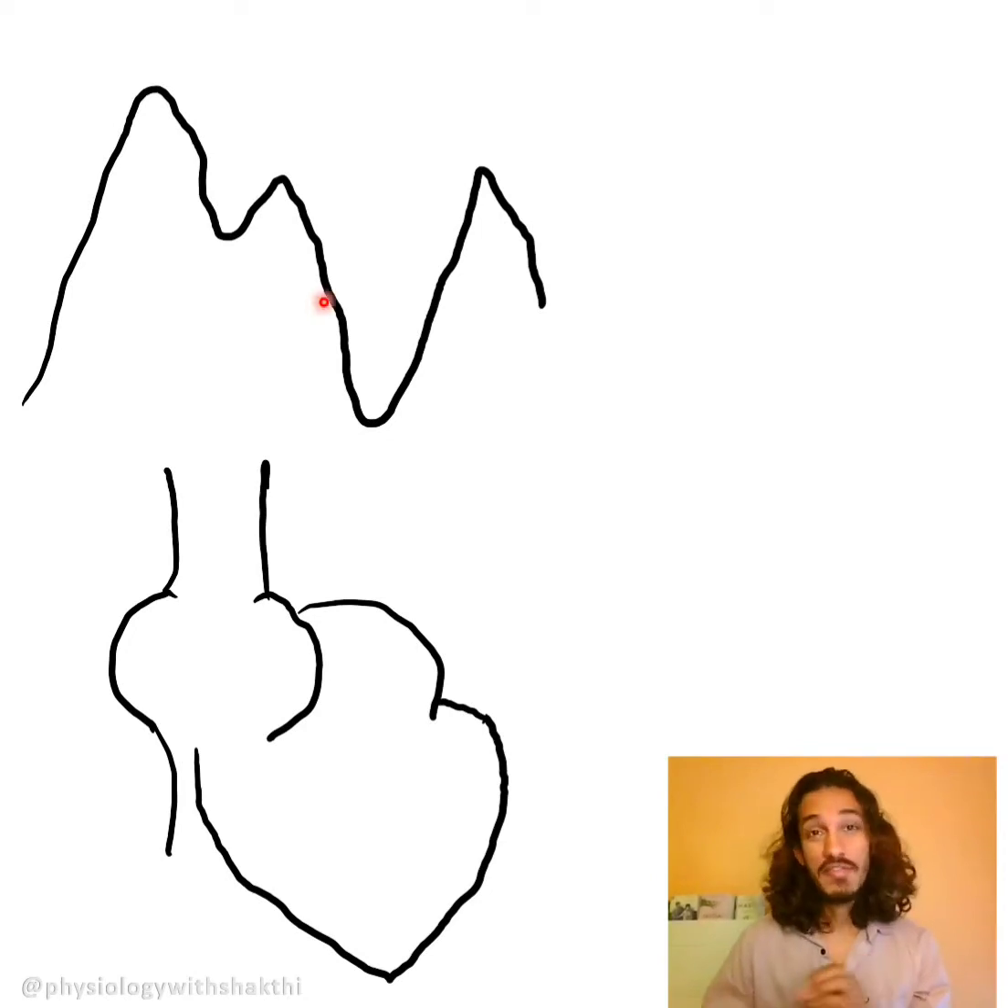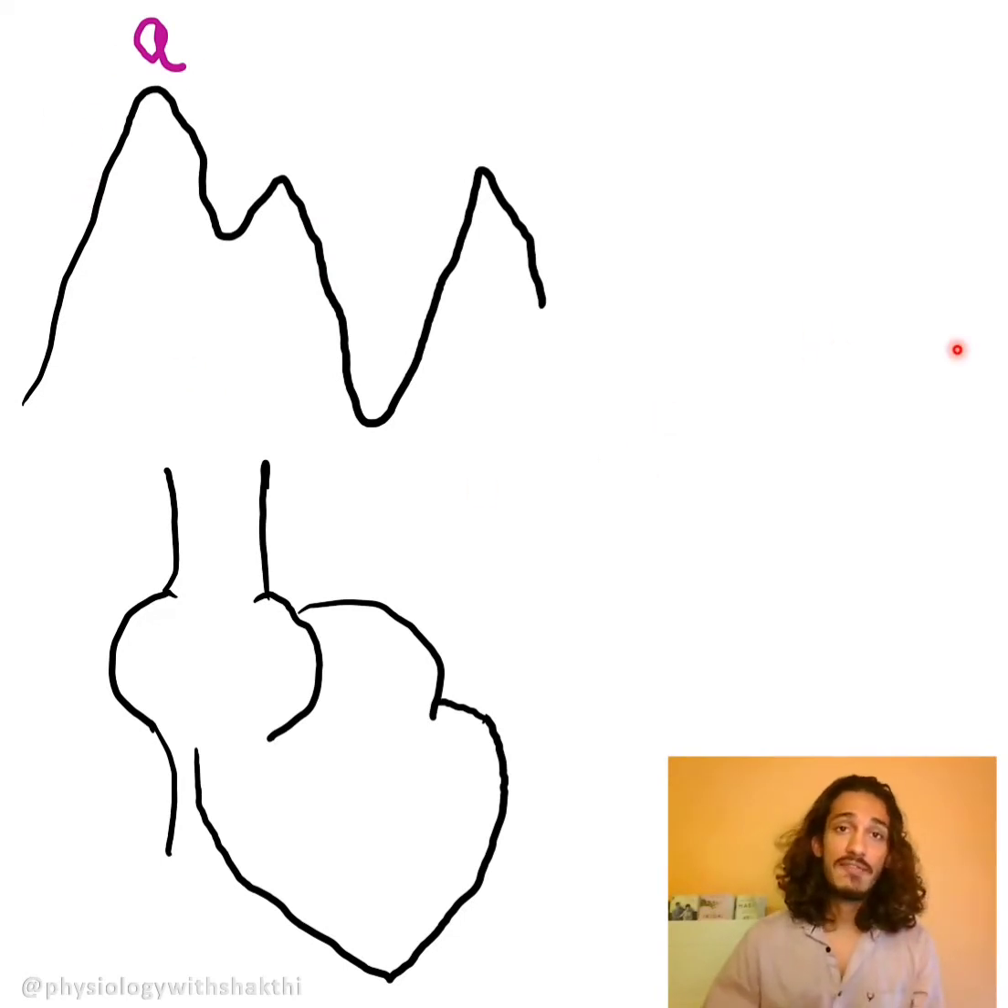So let's try to understand the waves of JVP right now. What we're going to do is compare these waves along with the cardiac cycle and try to make sense of it by correlating it. Makes it much easier to remember this. So first is your A wave. These are your positive deflections and we have these descents over here. So this is your A wave, the first positive deflection.